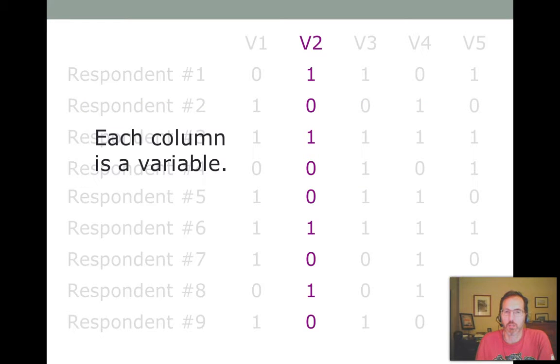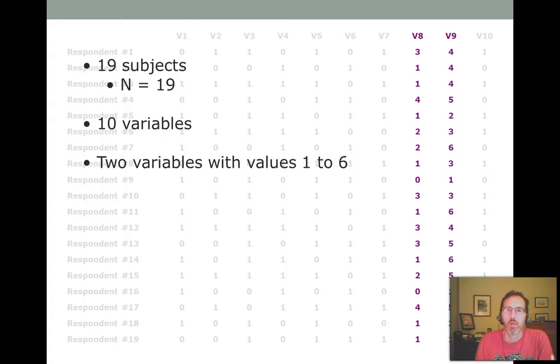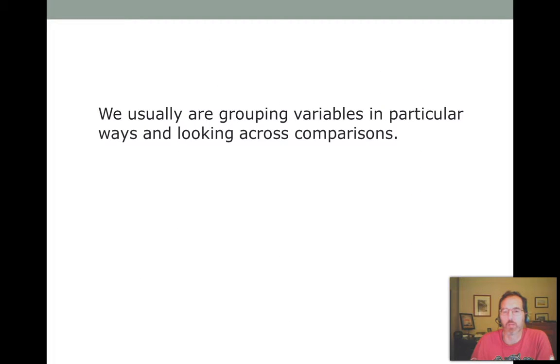Each column is a variable. And as I said, 19 subjects are n equals 19, 10 variables. You can see most of the variables have values of 0 or 1, but there are two variables, variable 8 and 9, that have values that run from 1 to 6. So there were more response categories for these particular questions. There's really nothing very complicated about this.